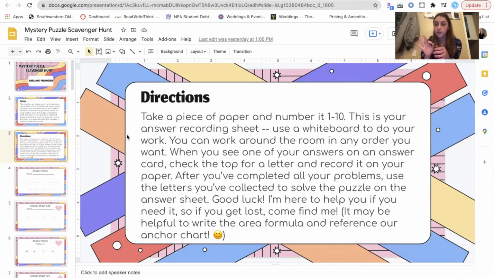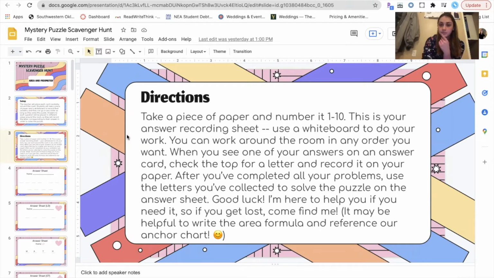You're going to check the top for a letter. It'll be in that circle or whatever shape that you have. There's a letter in the shape on the answer card. So you'll go back to the answer that you wrote down. All the answers are different, so you won't get confused. You'll put that letter next to it.